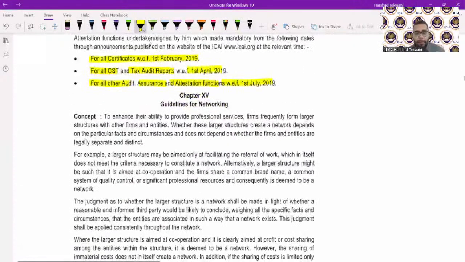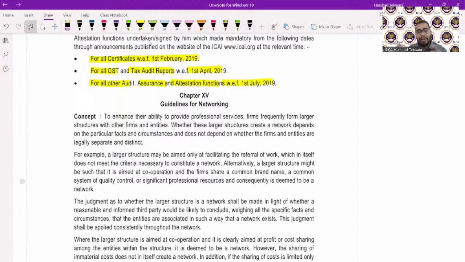Now there is a new part which talks about networking guidelines. Now what are networking guidelines, guys? Networking guidelines are related to a network of firms. If there is a larger structure, a combination of firms coming together to form a larger structure with other firms and entities, that becomes a network, and for that, guidelines have been issued by the institute which govern this particular thing.